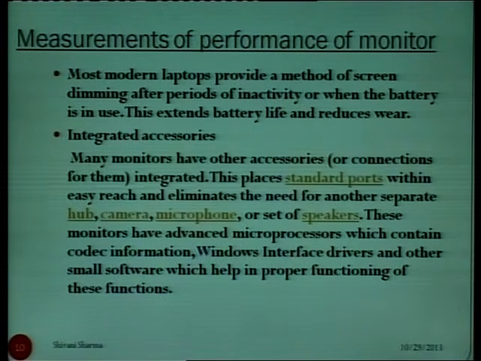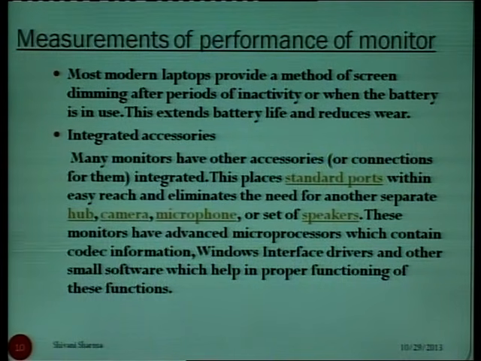So, most of the modern laptops provide a method of screen dimming also after a specific period of inactivity or when the battery is in use. So, this extends the battery life and reduces the wear. And integrated accessories. So, many monitors have other accessories also integrated.